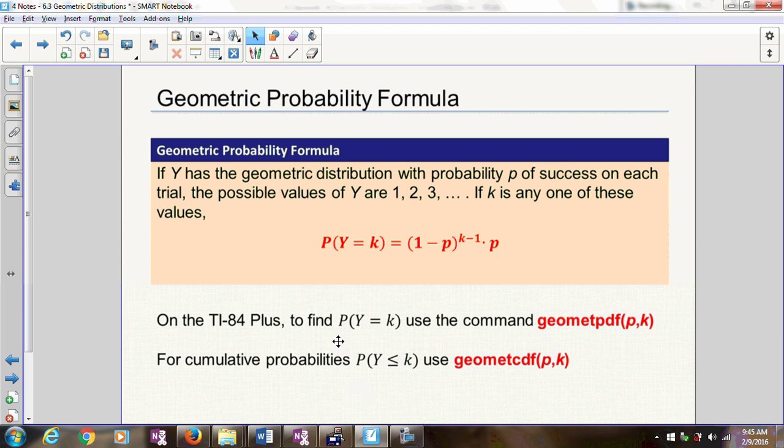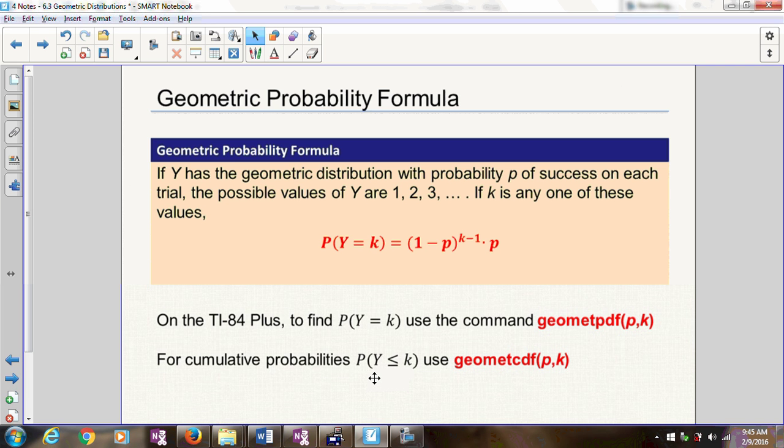So if I'm looking for the probability that y equals a number, I'll use the command geometric PDF, and remember we always enter our parameter in first. There's only one, and that's my p-value, and then k is my boundary. That would be my number of trials. For cumulative probabilities, it's the same as before. Cumulative means at or below.